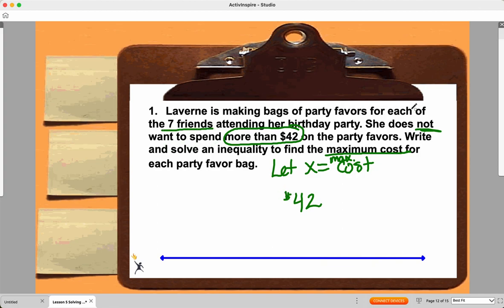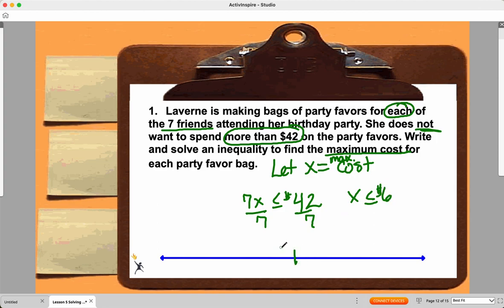So I need 7 friends. And we see the word each. So 7, each person takes a party favor. So 7 times the cost. Now, can I spend $42? Yes. Can I spend less than $42? Yes. Can I spend more? No. So I'm going to say it's less than or equal to, divide both sides by 7. X is less than or equal to $6.